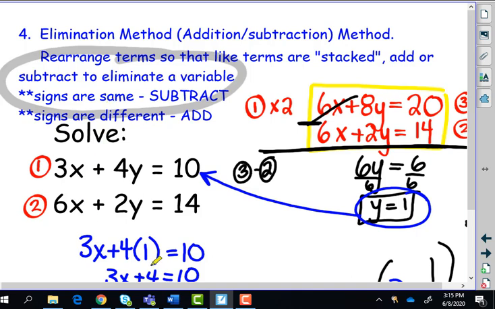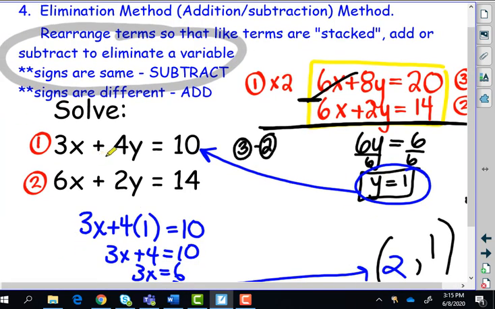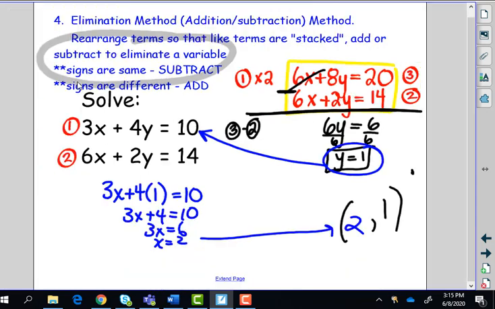So, for example here, I have 3x plus 4y equals 10 and 6x plus 2y equals 14. Now I got to decide if I want to eliminate the x's or the y's. Usually just whatever one's easiest. In this case, they're both pretty easy. By the look of my answer key over here, I decided to eliminate the x's. A lot of times I'll ask the student which one do they want to eliminate.